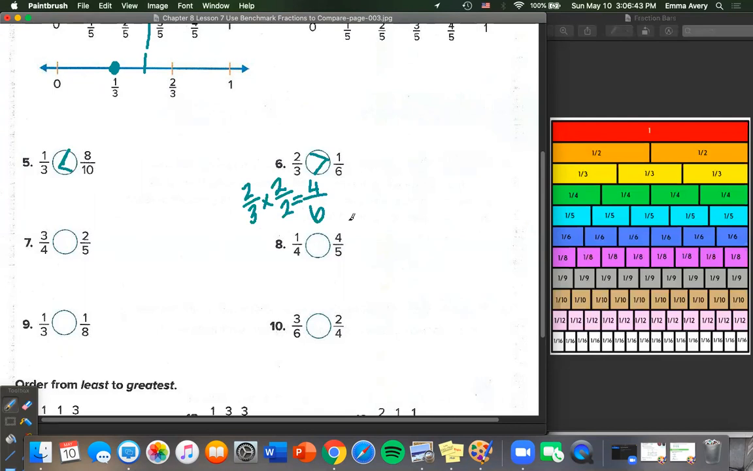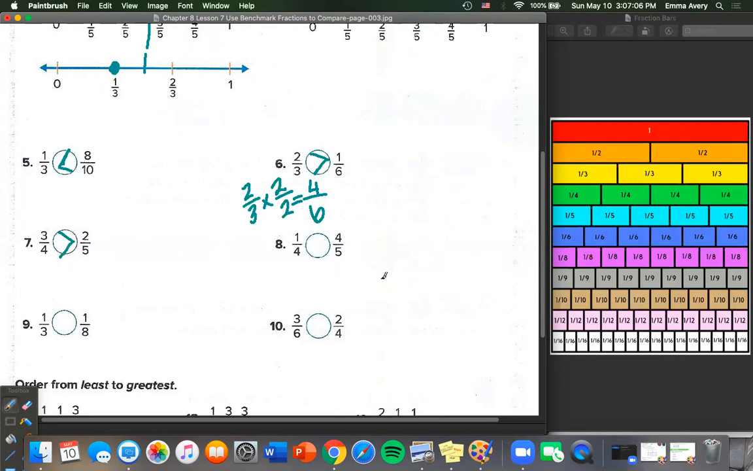Now we have 3/4 and 2/5. So this one, they're a little bit closer, so we're not going to know right off the bat. So 3/4, 1, 2, 3, and 2/5, 1, 2. 2/5 is much smaller than 3/4. So 3/4 is greater than 2/5.